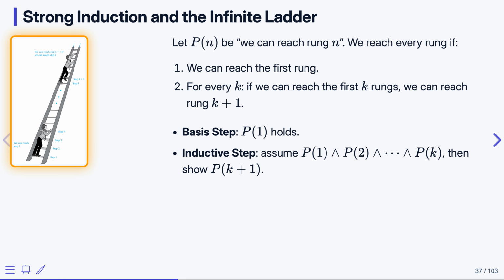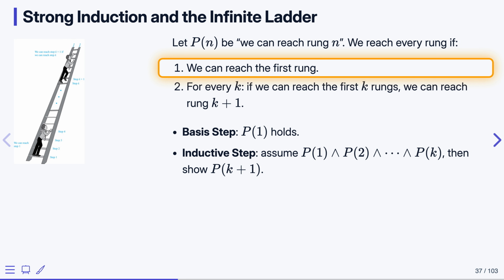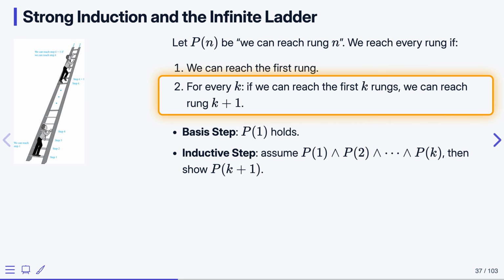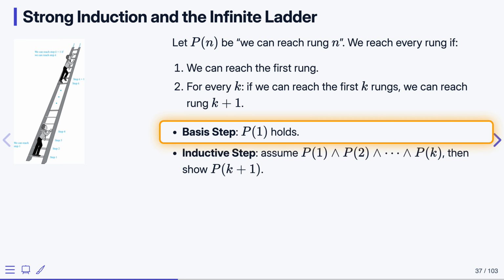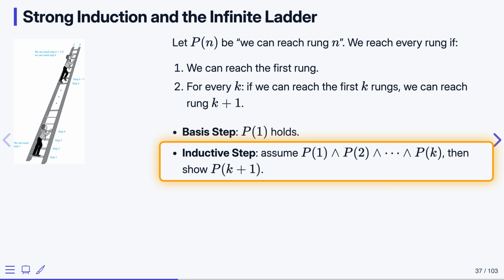Let's picture a tall ladder again. Let P of n mean we can reach rung n. We reach every rung if 2 things hold. First, we can reach the first rung. Second, for every integer k, if we can reach the first k rungs, then we can reach rung k plus 1. So the basis step says P of 1 holds. The inductive step assumes we can reach all of the first k rungs. That is P of 1, and P of 2, and so on up to P of k. From that we show we can reach rung k plus 1. Put together, we reach every rung of the ladder.